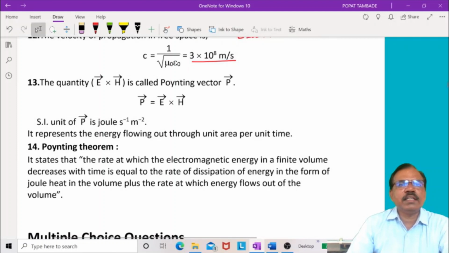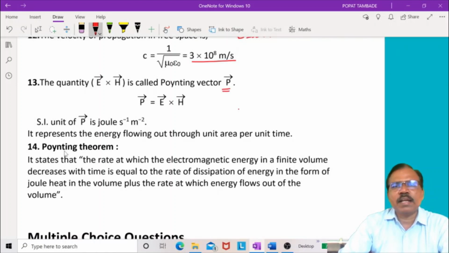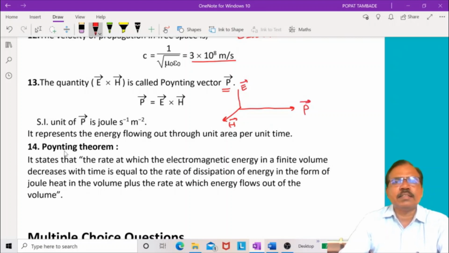Now the quantity E cross H is called Poynting vector P. So an electromagnetic wave propagates perpendicular to both E and H. Perpendicular. So this is the direction of propagation of the electromagnetic wave, and it is along P.